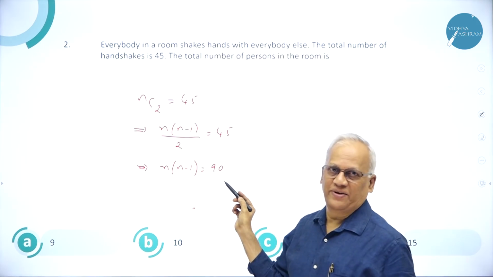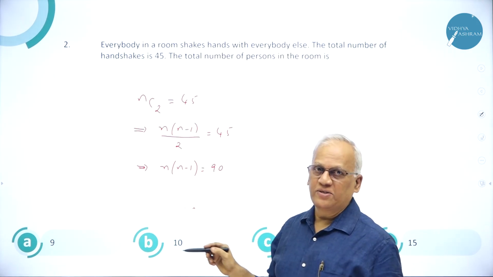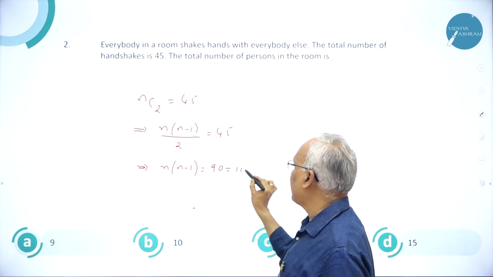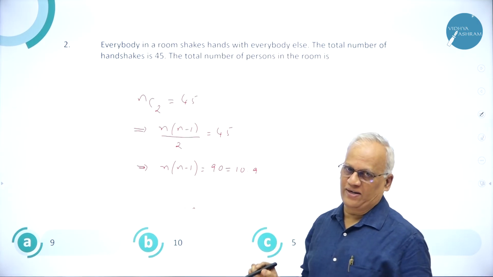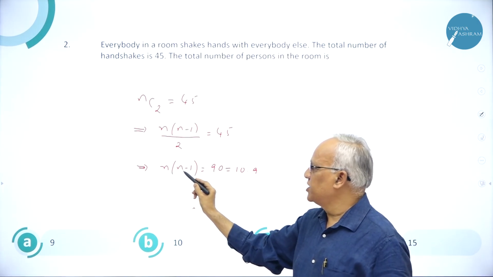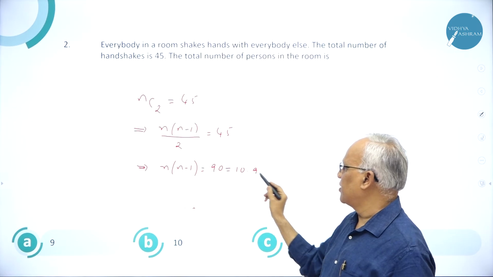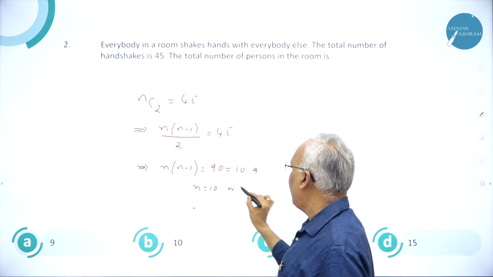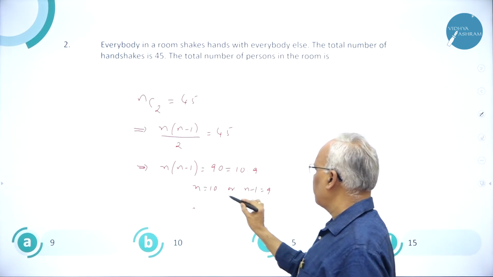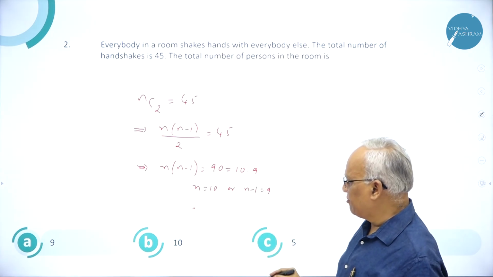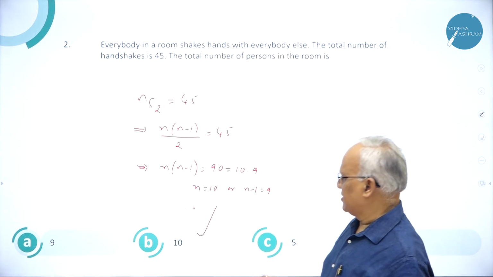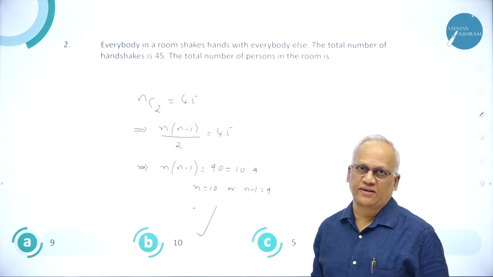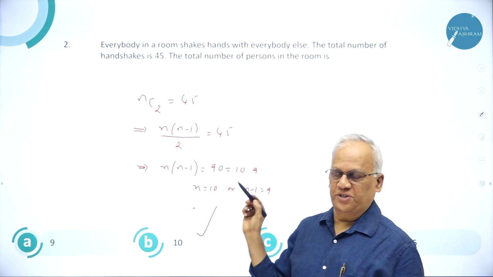Now it's a quadratic equation, n squared minus n minus 90. So don't waste time in solving the quadratic equation. What you do here, you write it as 10 into 9. It is very smart work. See, you have product of two consecutive integers. Here also product of two consecutive. So comparing this, you can write n equal to 10 or n minus 1 equal to 9. Both give you the same answer, n equal to 10. Therefore, n is 10 is the answer. Number of handshakes is 45, so number of persons is 10. So we go to next question now.